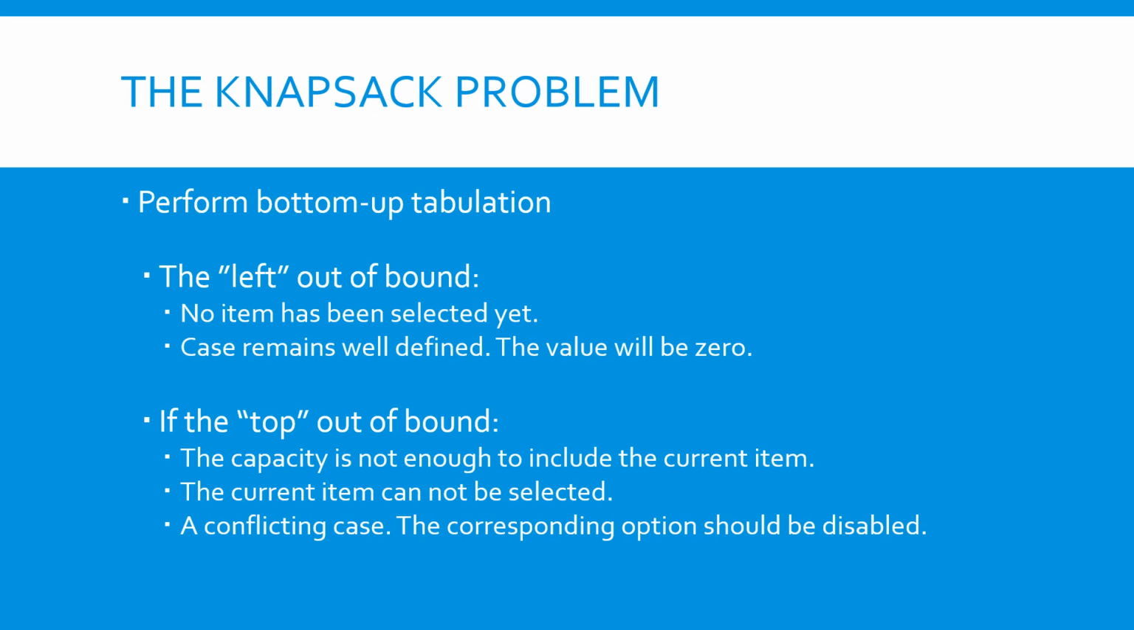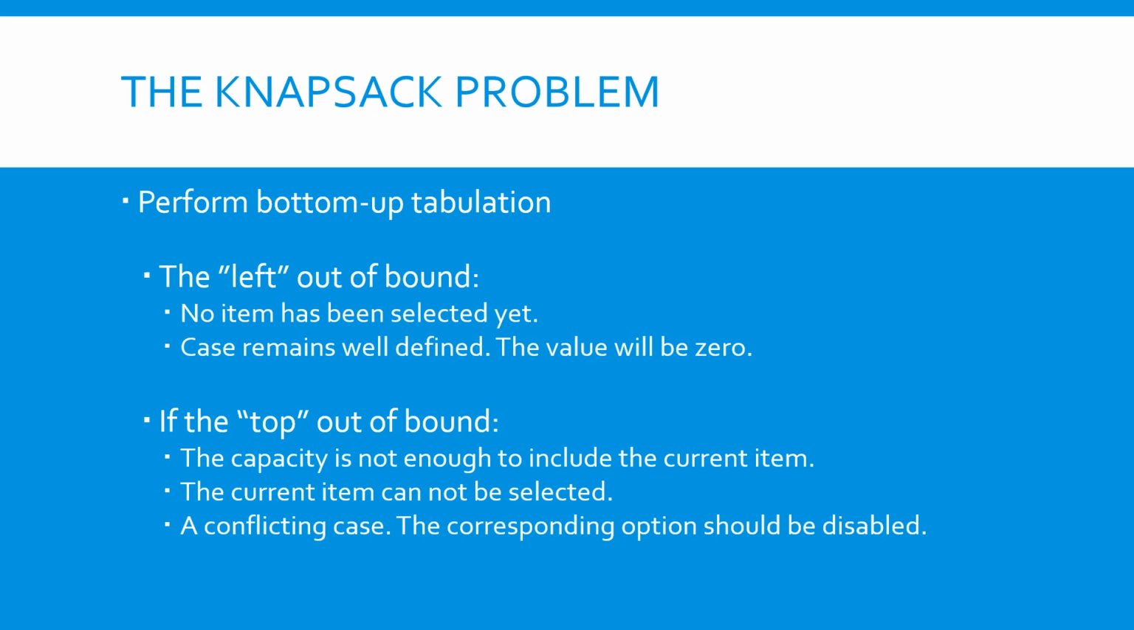Second, let's consider the top out-of-bound condition. Recall that the rows represent capacities. Therefore, a top out-of-bound condition indicates that the remaining capacity is not enough to hold the item. Unlike the previous case, where adding items to an empty set is allowed, adding items without sufficient capacity should not be allowed.